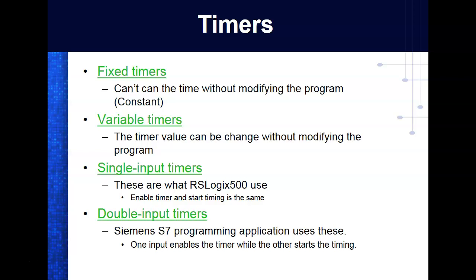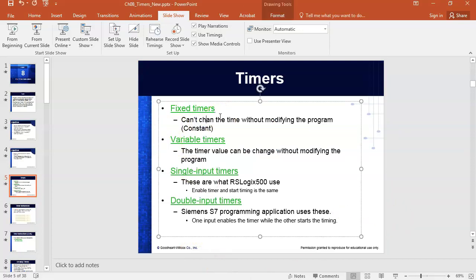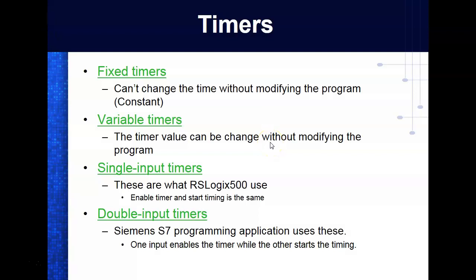You can't change the time without modifying the program. That was kind of confusing, right? So a variable timer would be one where we can change the amount of time without changing the program. So constants, what's constants for programmers? Constants means you can't change it without changing the program.